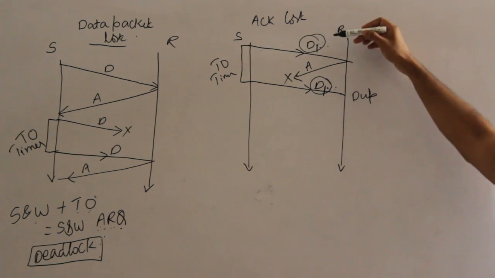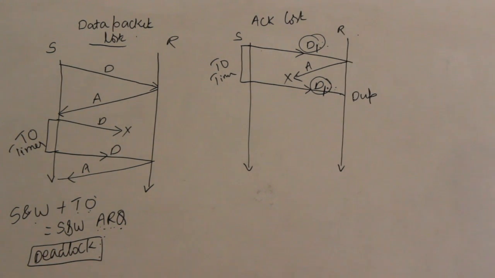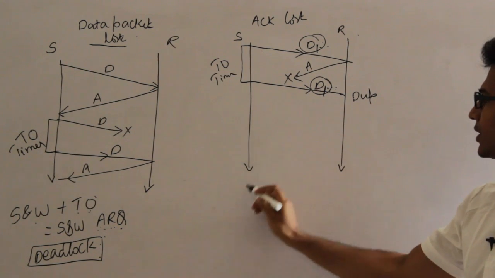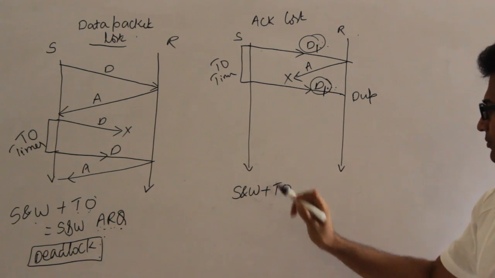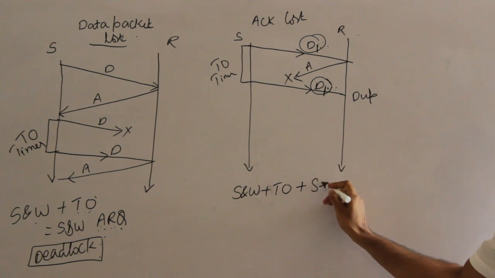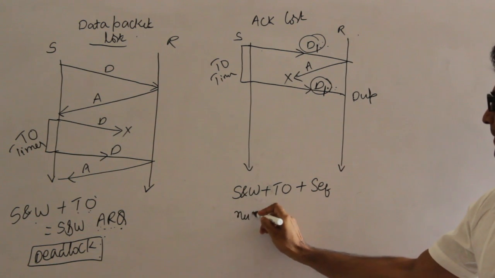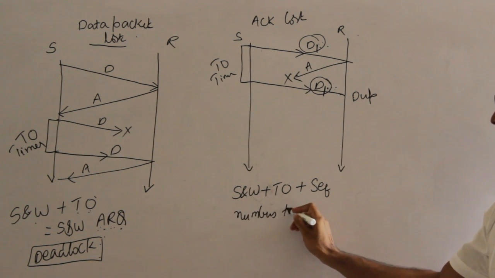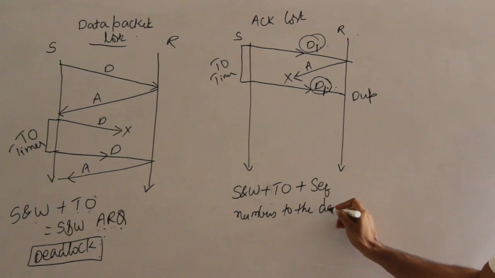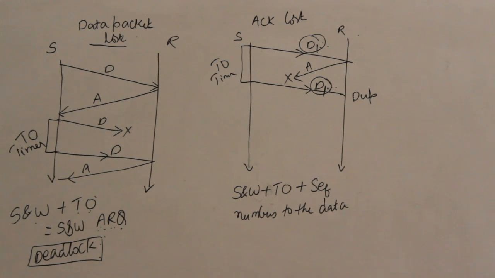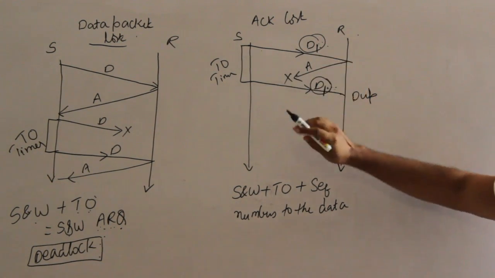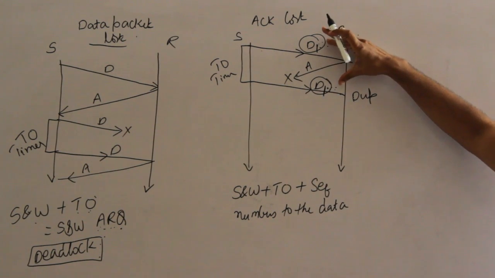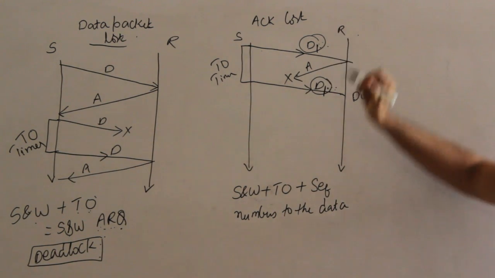So in order to eliminate this duplicate packet problem, you have to add sequence numbers to the data, which means stop and wait already has timeout added, to which we are going to add sequence numbers to the data. So once you add the sequence numbers to the data, using these sequence numbers we can easily say that this is a duplicate packet.